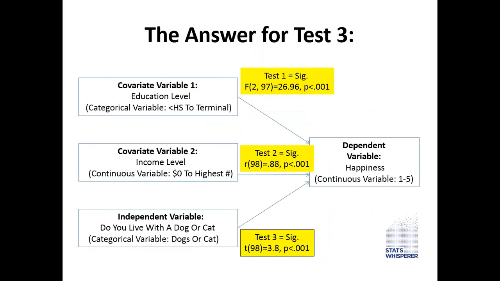So there we go. We have answered all 3 questions. Education level is significantly related to happiness. Income level is significantly related to happiness. And living with a dog or a cat also has a significant impact upon one's happiness in this study.